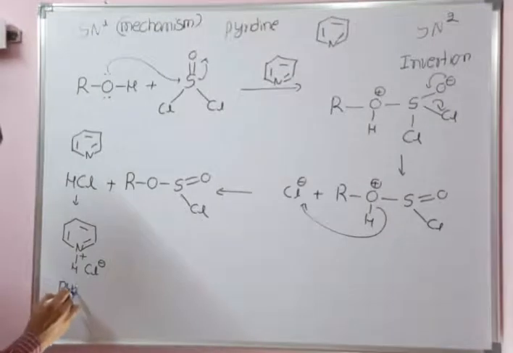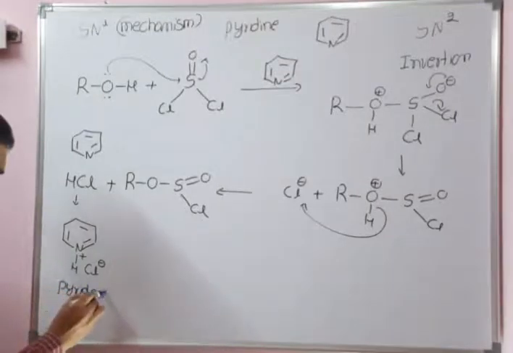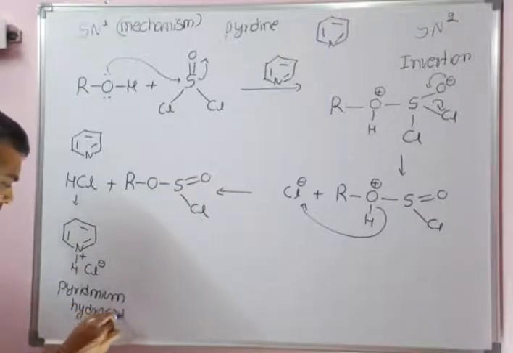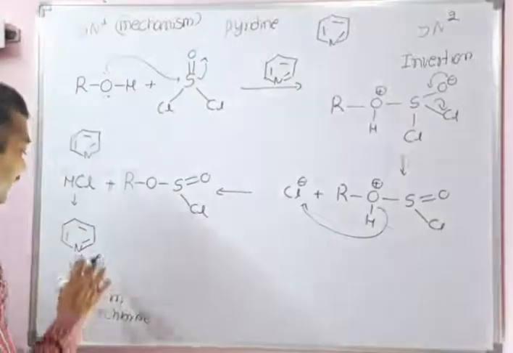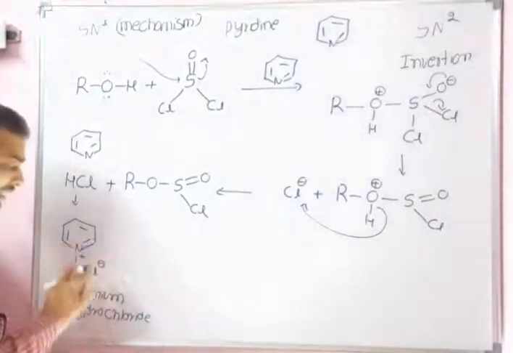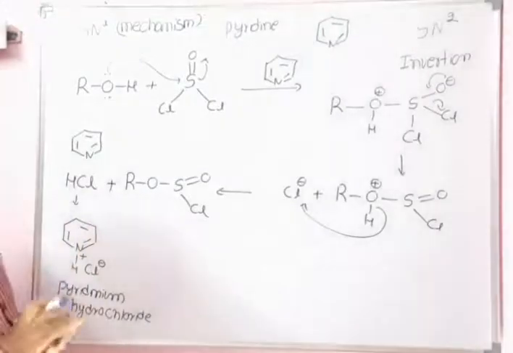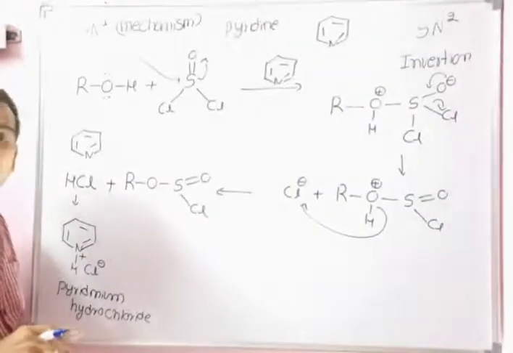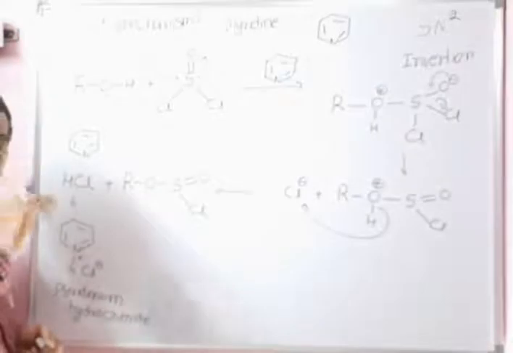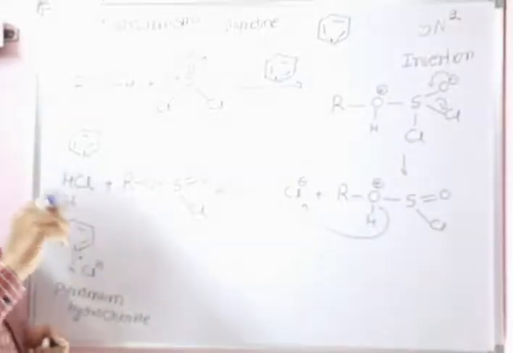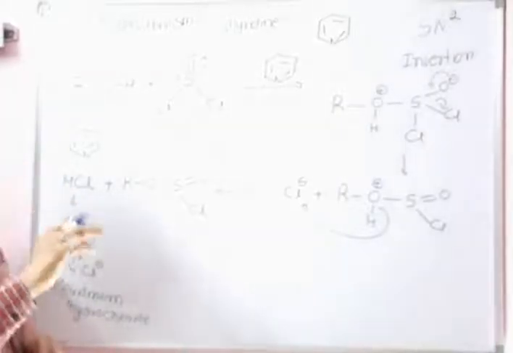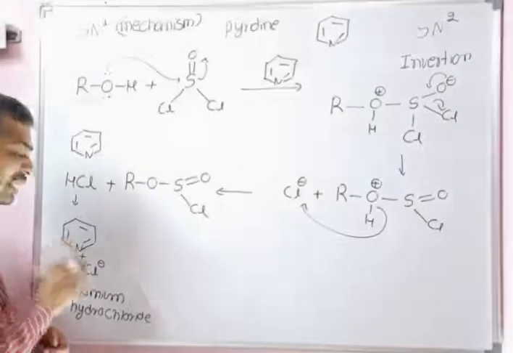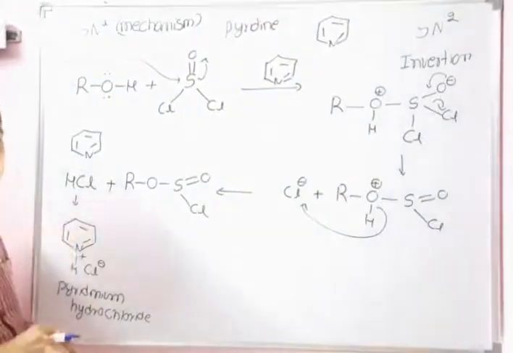This is pyridinium hydrochloride. Pyridinium hydrochloride is formed in the reaction mixture. This is a good source for Cl minus. See, already Cl minus is there. Whereas HCl is not a source for Cl minus, and Cl minus will not come from HCl. Until you add ZnCl2 to HCl, Cl minus will not come from the HCl as a nucleophile. But whereas pyridine hydrochloride is a good source for Cl minus ion.